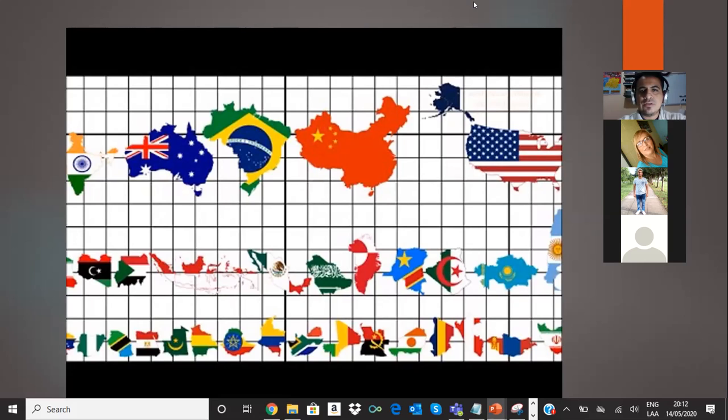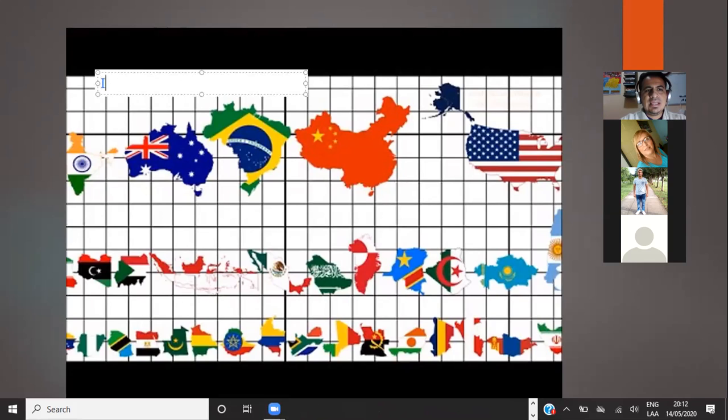Correct. So for example, I come here, let me write it. So I can say Brazil is bigger than India, right? Correct. Can I say something else? Can I say smaller? Yes. So how can I use smaller? India is smaller than Brazil.